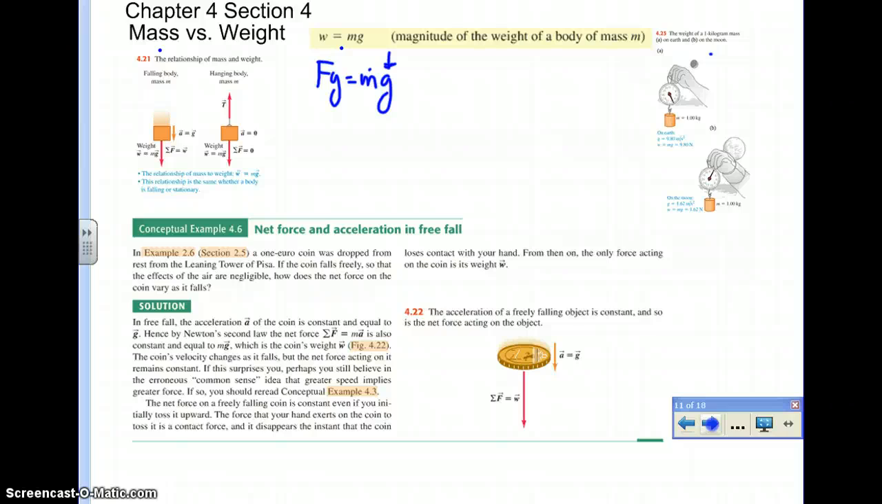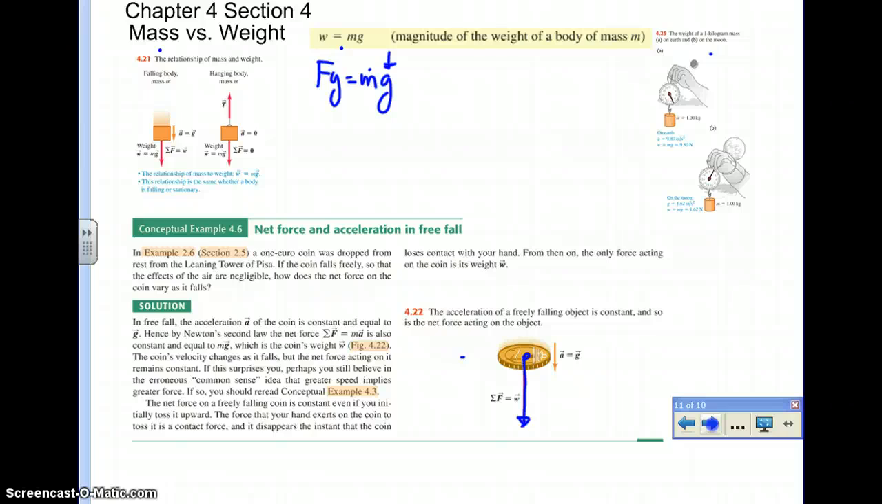So let's think about the net force and acceleration of an object in free fall. Take, for instance, a coin. If you dropped a coin from the Leaning Tower of Pisa, and that coin falls freely, so the effects of air are negligible, how does the net force vary as it changes? Well, make a free body diagram. Just think about it. It's got the force of gravity acting down. There's no air resistance. The only force acting on it is the force of gravity. So it's going to be the mass of the coin, which isn't going to change, times the acceleration of the coin, which isn't going to change, which means its weight is not going to change.